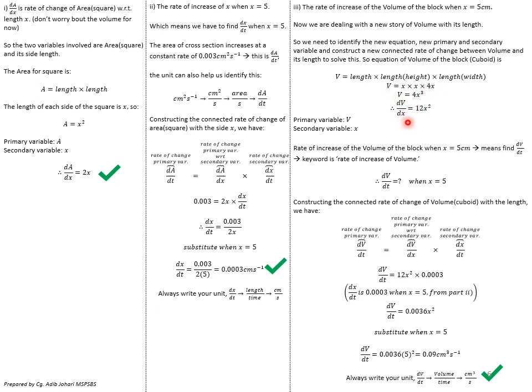Now differentiate dV/dx, you have 12x squared. We're going to use this later. So here our primary variable is V, secondary variable is x. Alright, so rate of change of volume when x equals 5 means dV/dt. You need to find dV/dt. So construct your connected rate of change again, then substitute whatever you have. Now dx/dt, you already found it from the second part, so you just substitute here, 0.03. Right, and do the maths part, then you get your answer.